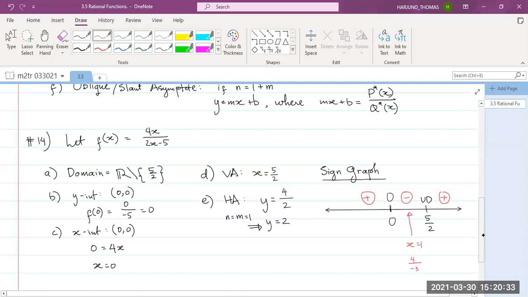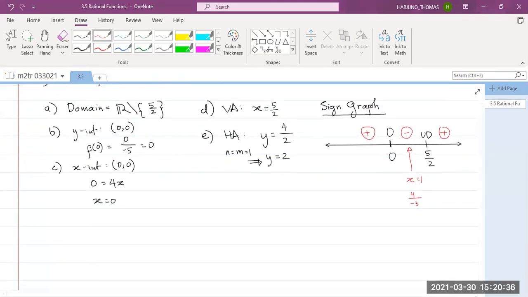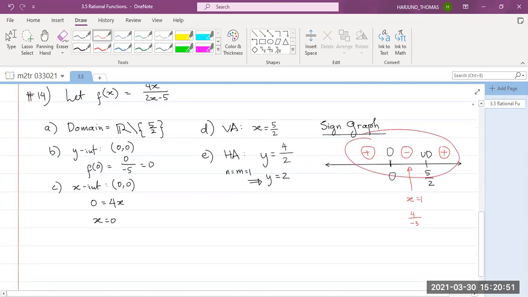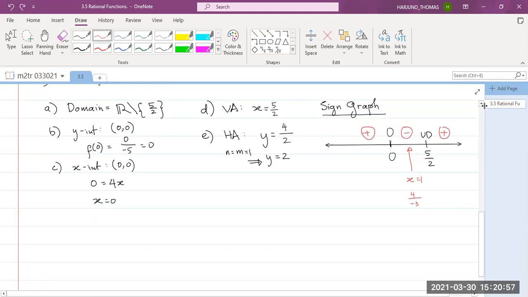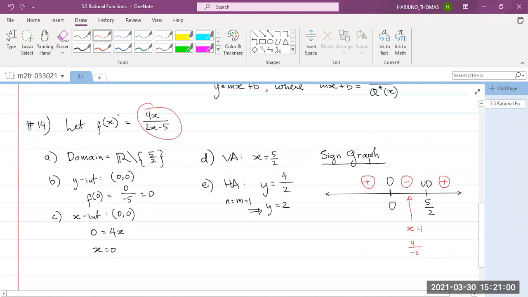Okay, now let's sketch the graph without full detail yet, but we actually have most of the detail right now. How do we know plus, minus, plus? You do the testing point. I did a testing point at x equals 1. When I put x equals 1 into this function, I get 4 over -3. So that's negative. And then 5 over 2 is a critical number with multiplicity of 1, so we change sign. 0 is a critical number with multiplicity of 1, so we change the sign.